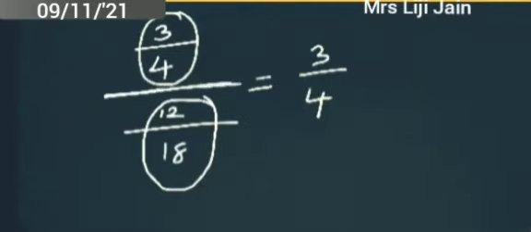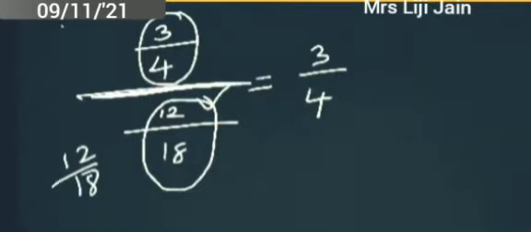Here, by means division. So what we have to do? Take the reciprocal of the denominator fraction. Which is the denominator fraction here? 12 by 18. And what is the reciprocal of 12 by 18? Yes, 18 by 12.